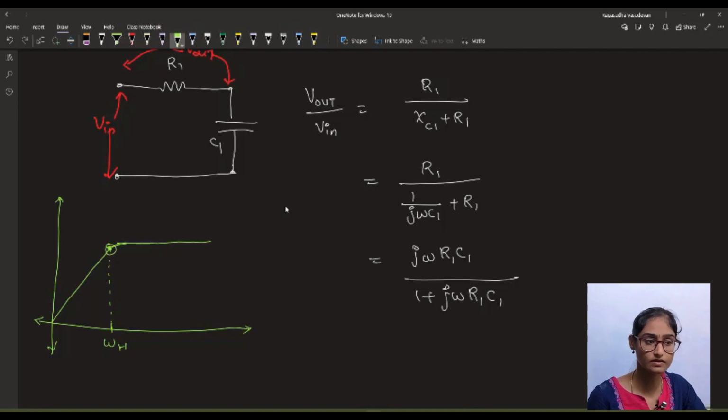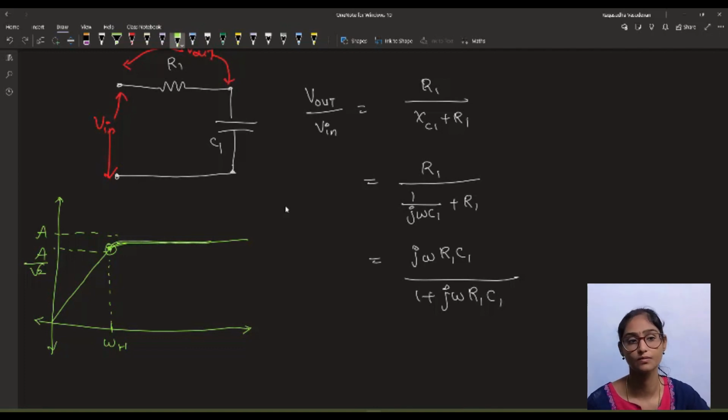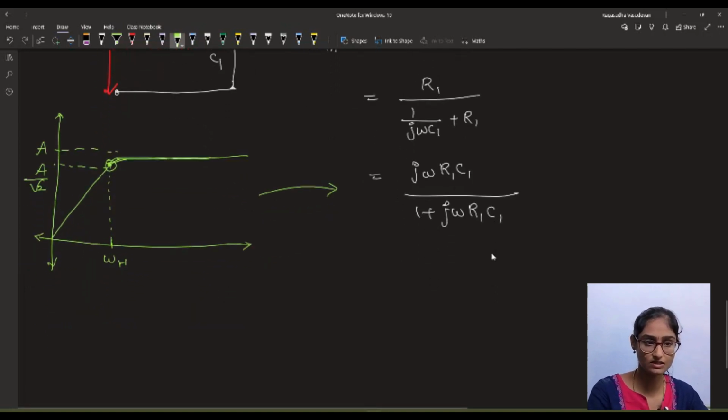By the definition of high pass filter, so what is omega h? Omega h is the cutoff frequency of high pass filter, beyond which the gain is stable. This gain, let us say this is A, and the cutoff gain will be A divided by root 2. So when the frequency is greater than the cutoff, that signal will be appearing across the output. Okay. So using this definition, we will apply into this equation. It is just the same.